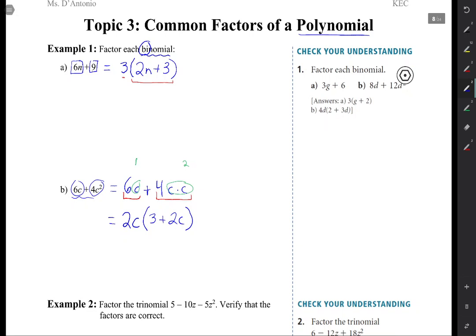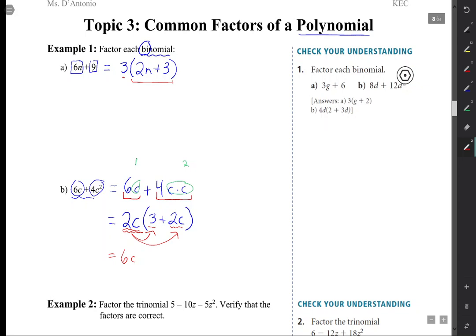So now if we were to multiply this back in, we will get the original expression here. So 2c times 3 would give us 6c, and 2c again times this other 2c over here would give us plus 4c squared. And that's what we started with here, so we know we factored it correctly.